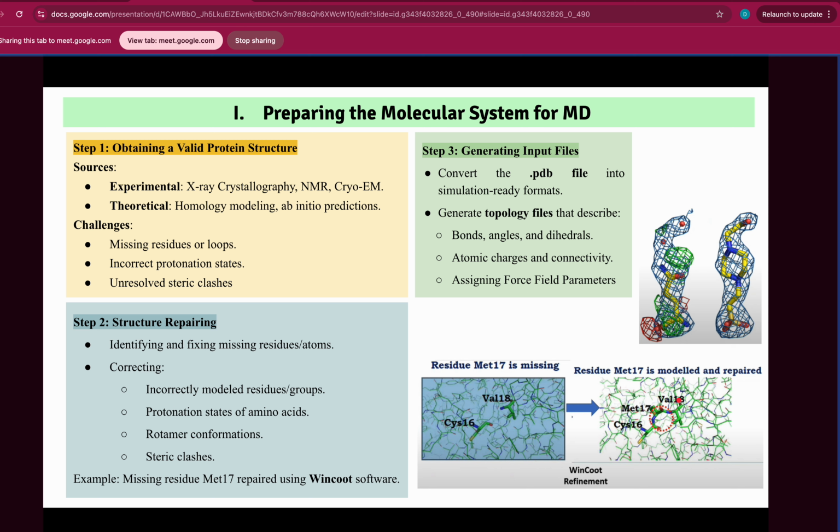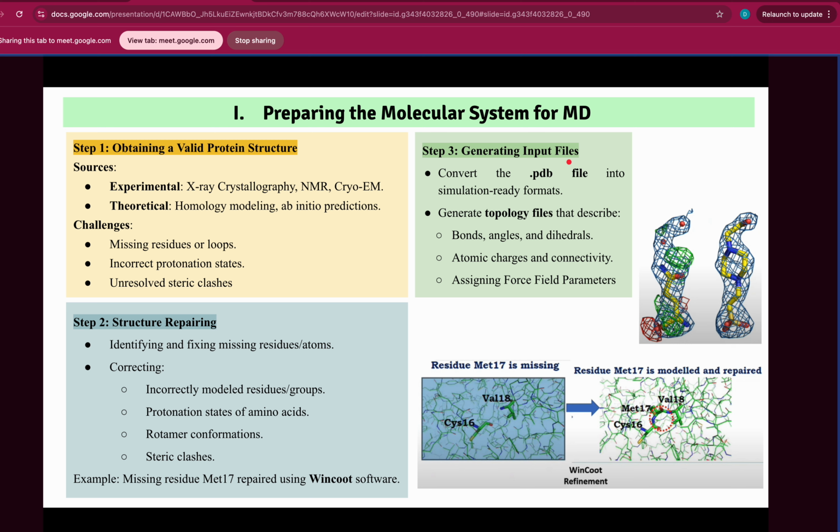We simply insert the methionine 17 into this missing position. Or in the other cases, we can also check on the basis of the electron density map whether it is stable or there are some steric clashes. If there are some steric clashes, then we also make some refinement using WinCoot such that the protein structure which we have obtained aligns well with the electron density map. So those things need to be kept in mind.